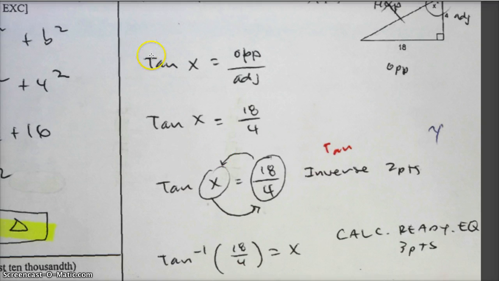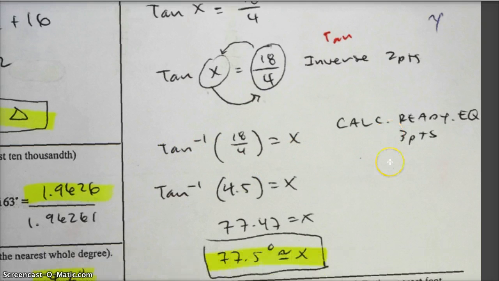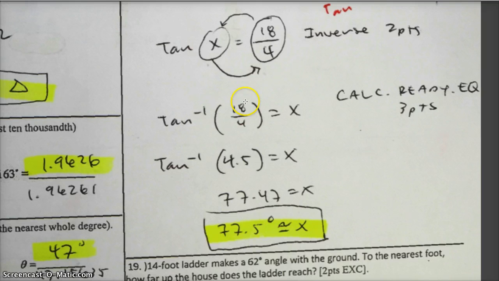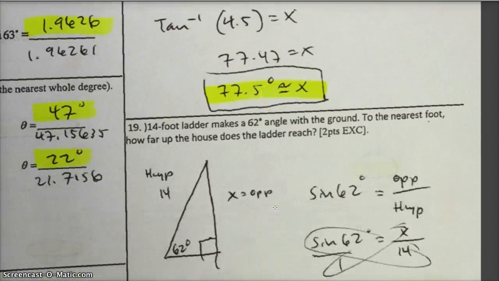So I give you 2 points if you got tangent. If you took the inverse there, remember when you're switching them, you must do this -1 or the inverse. If you got to this calculator-ready equation here, I gave you guys 3 points. 18 over 4 is 4.5, so those who are not using their calculators have to look under tangent and look for that decimal where it says 4.5. When I put it into my calculator, I got 77.47, and here, round to the nearest tenth, so 77.5 degrees.